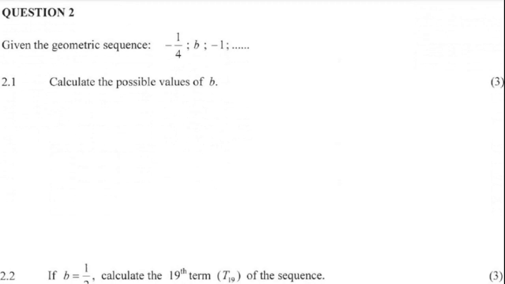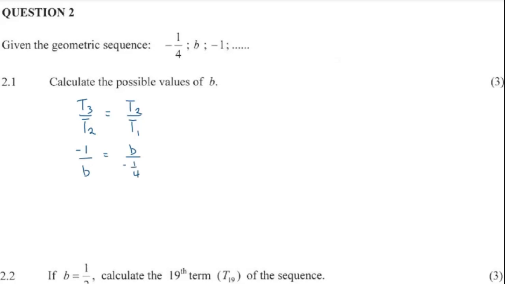Because this is a geometric sequence, in every geometric sequence you must remember that the ratio of T3 divided by T2 should give you the same result as the ratio of T2 divided by T1. So in this case, T3 is negative 1 over T2, which is b, should give me the same result as T2, which is b, over T1, which is negative 1 over 4.